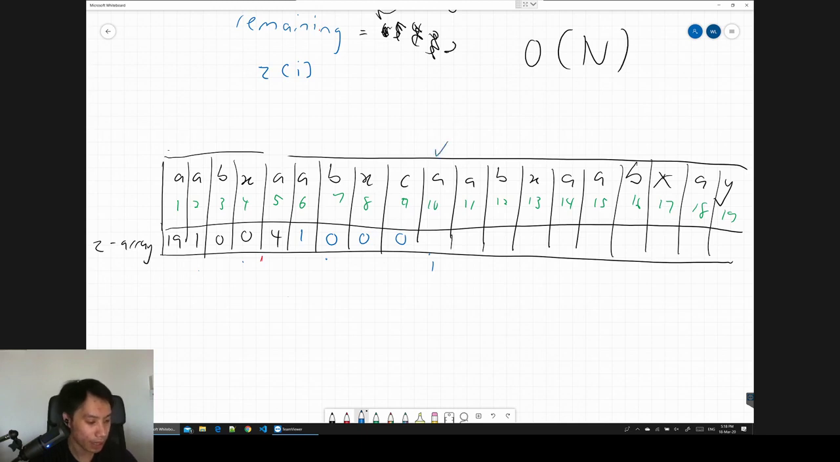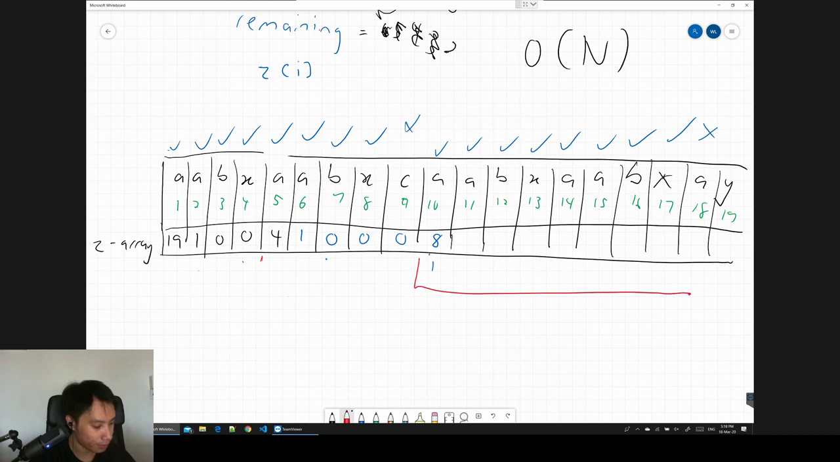A and A is the same, A and A is the same, B and B is the same, X and X is the same, different. So all the way up to 8. That's why my number here is going to be 8. Then I'm going to build a Z box over here, which is the same as my Z box over here.